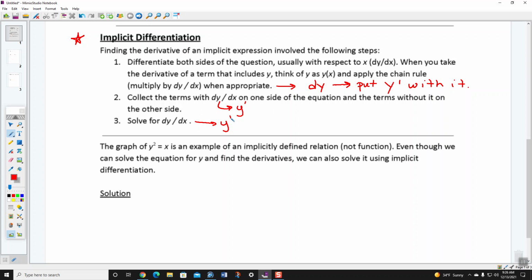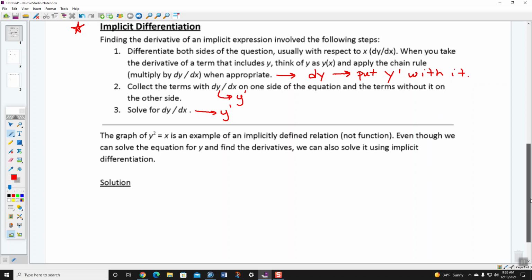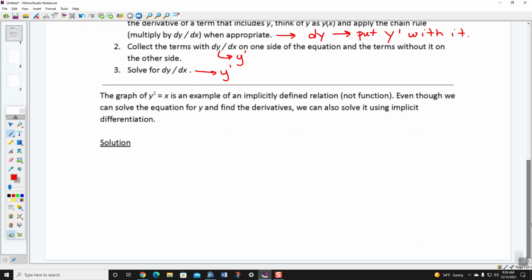Okay. Here's an example right here, kids. It says the graph of y squared equals x is an example of an implicitly defined relation, not a function, okay? So even though we can solve the equation for y and find the derivative, could I get y alone up there, kids? I could take the square root of both sides and solve that, couldn't I?